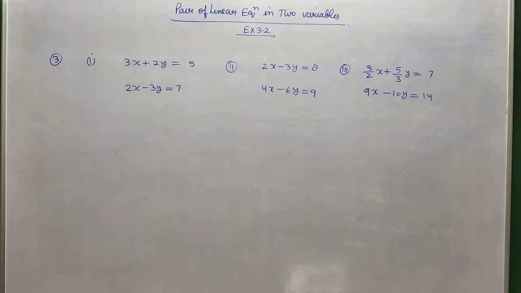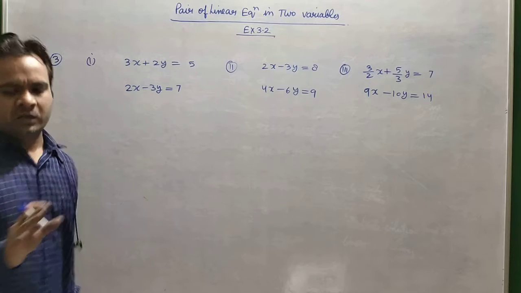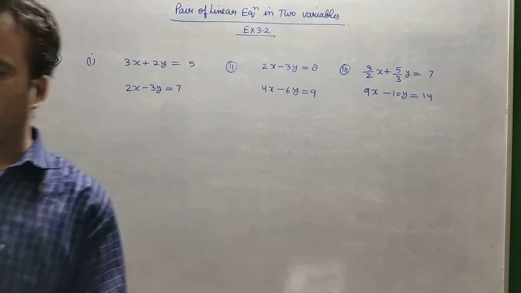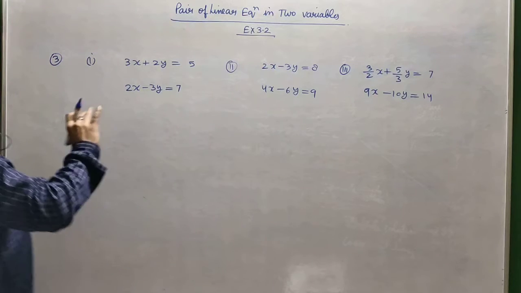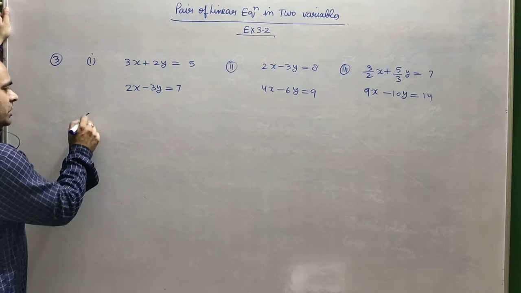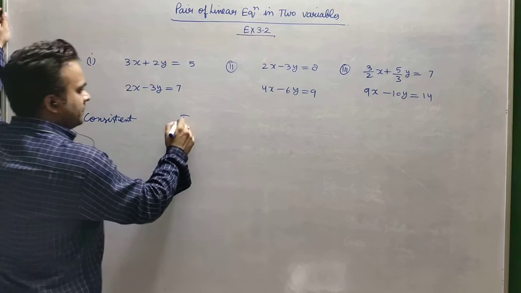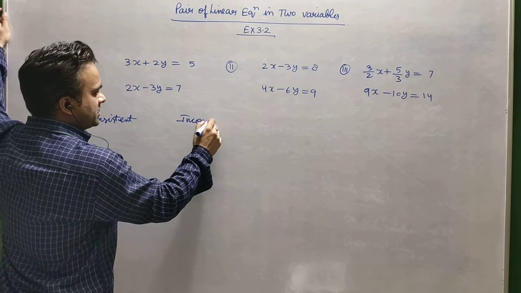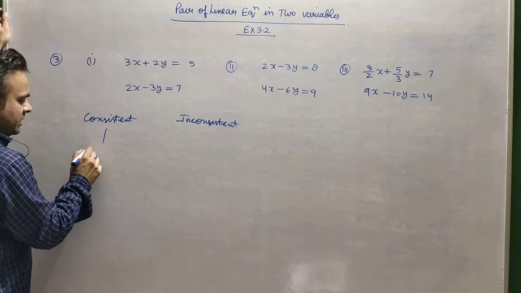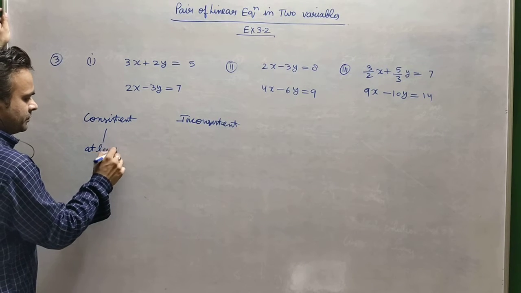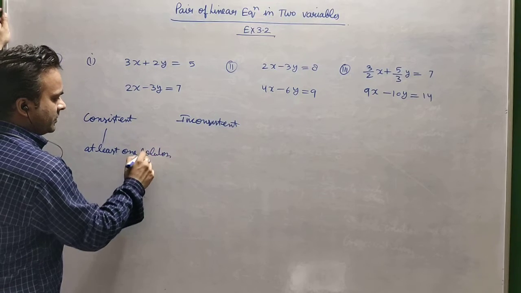So in the first equation you can see here we don't have to check whether they are parallel, or coincide, or intersecting. Here we will check whether they are consistent or inconsistent. Okay, first of all we will understand it again. Consistent or inconsistent. Consistent means at least one solution. At least one solution, right?